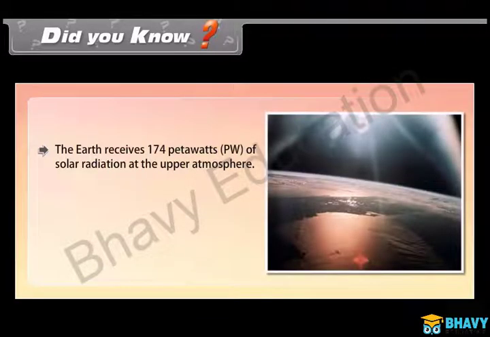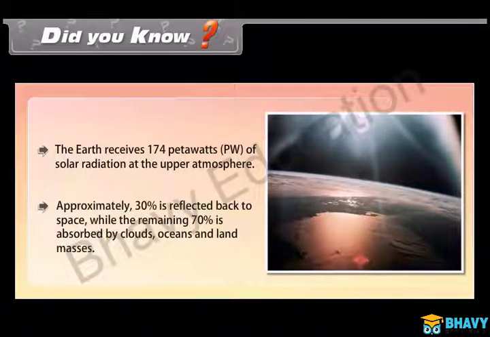Did you know? The Earth receives 174 petawatts of solar radiation at the upper atmosphere. Approximately 30% is reflected back to space, while the remaining 70% is absorbed by clouds, oceans, and land masses.